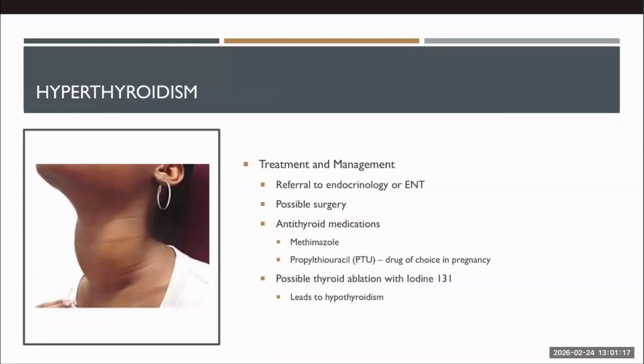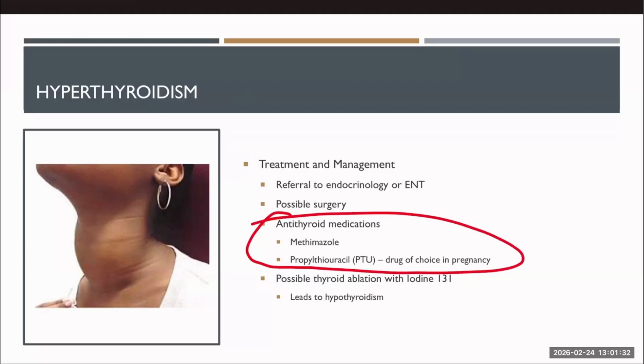Treatment for just regular old hyperthyroidism: endo or ENT if they're having any type of swallowing problems from the large thyroid, possible surgery, anti-thyroid medications. There are two of them, methimazole and propylthiouracil, PTU. The only two. The really big thing you got to know is that PTU is the drug of choice if they're pregnant. So if they're pregnant coming in with hyperthyroidism, you have to treat it. You have to give PTU. You can't give methimazole if they're pregnant.